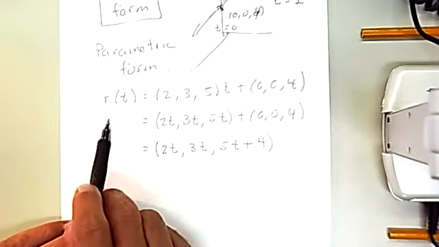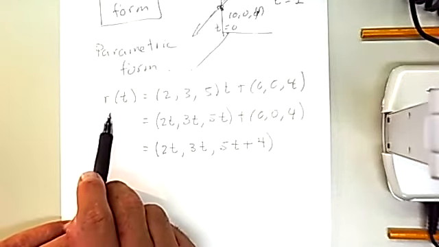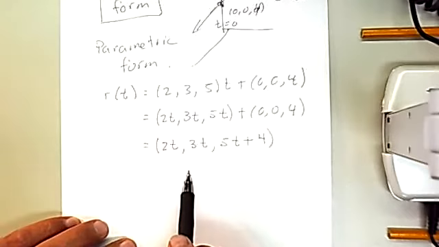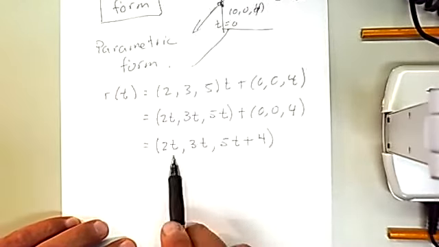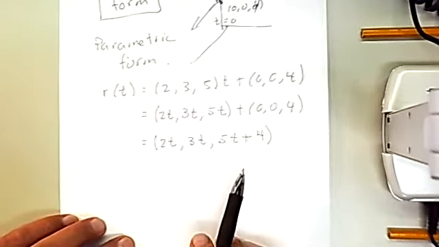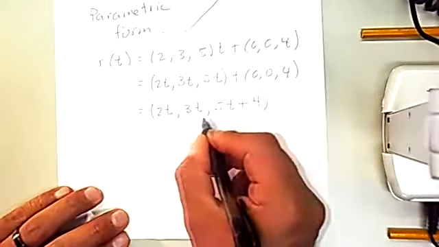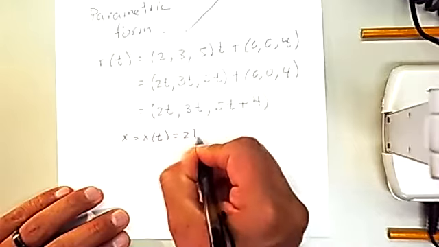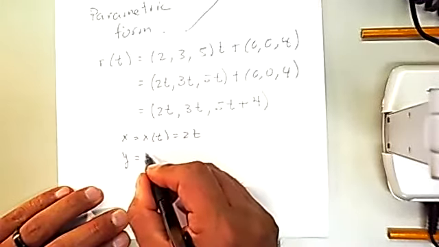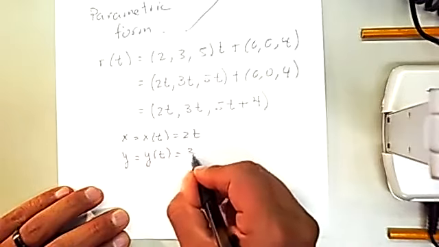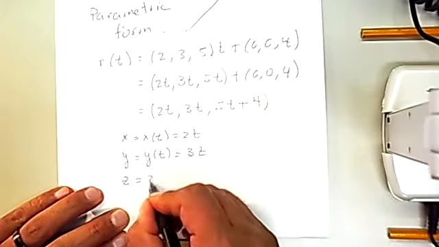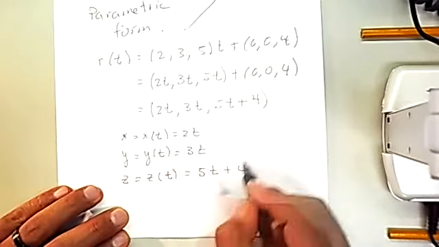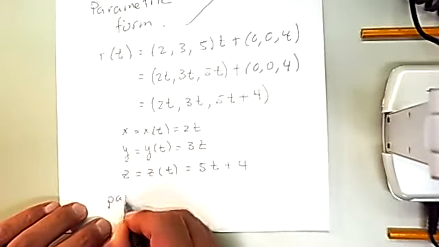Oftentimes, I will write the equation of a line or a curve in space for that matter this way. So this is kind of in between parametric and vector. In my opinion, it is more parametric than anything else. And the reason is because if we break this up into its pieces, x, which is really a function of t, is 2t, y, which is a function of t, is 3t, and z, which is a function of t, is 5t plus 4. So here are our parametric equations.